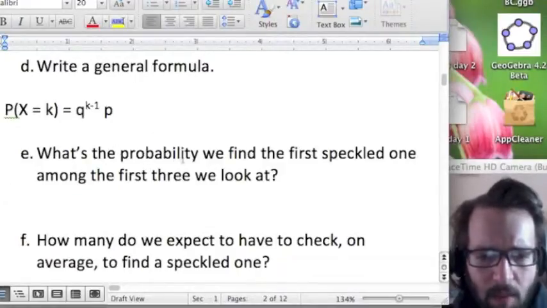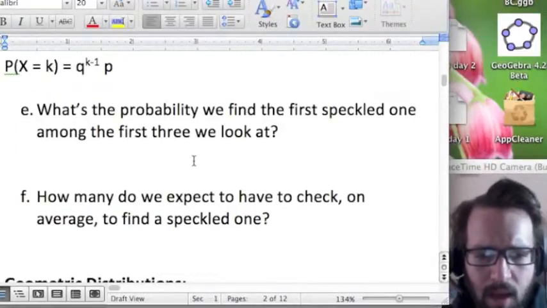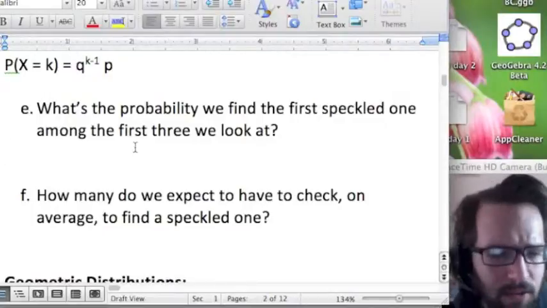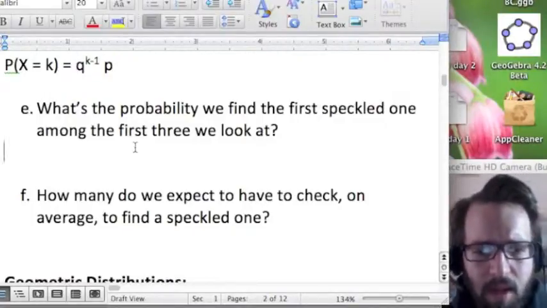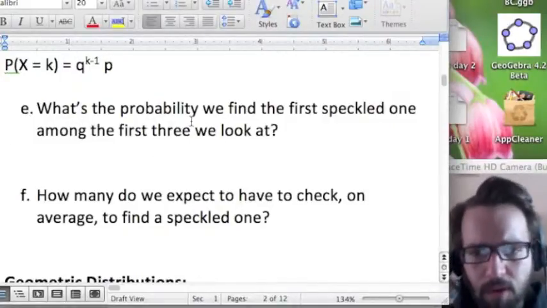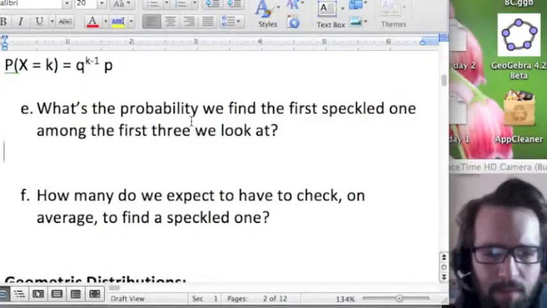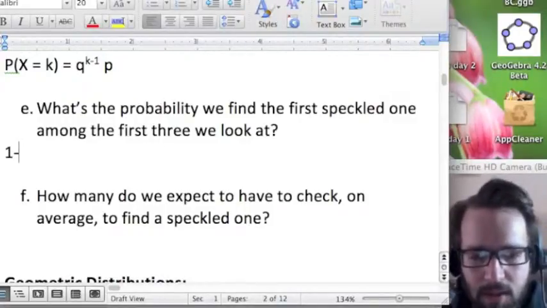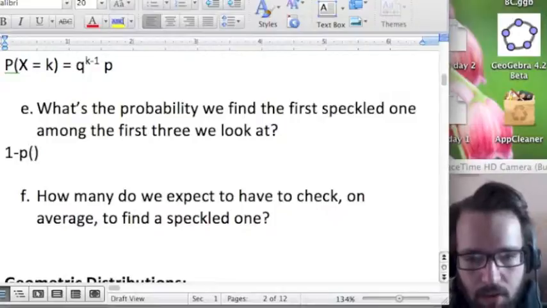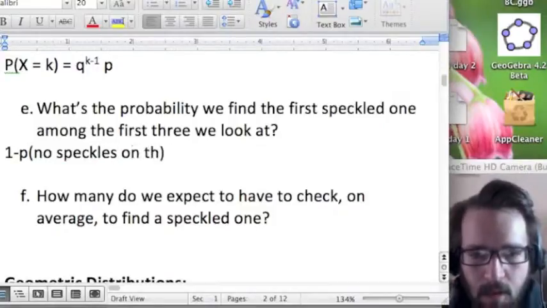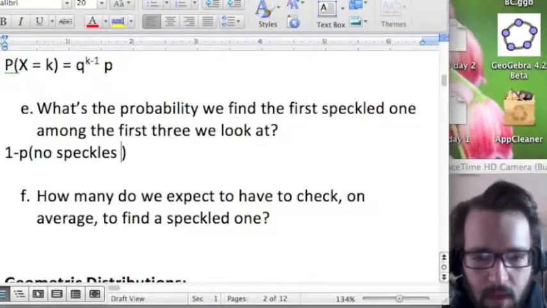For E, what's the probability that we find the first speckled one among the first 3 that we look at? Well, I think this is one where it'd be a lot easier just to use the complement. Because the first speckled one being among the first 3, there are lots of different ways that can happen. You can have the speckled on the first, and then other stuff happening. You have the speckled happening on the second, and then maybe the third. Let's just find the complement. 1 minus the probability of no speckles among the first 3.